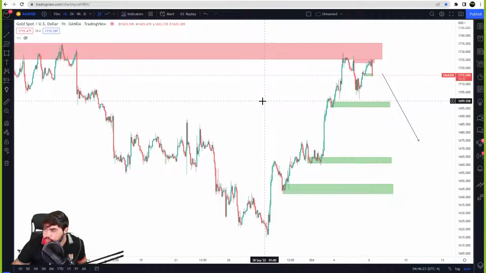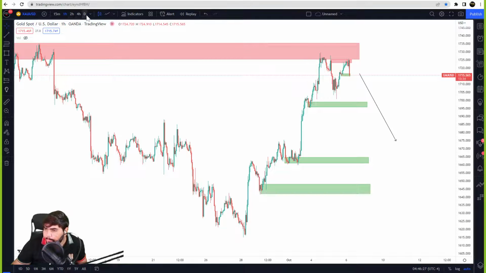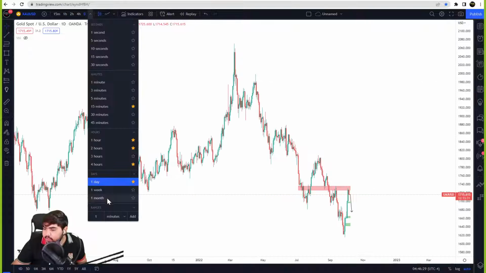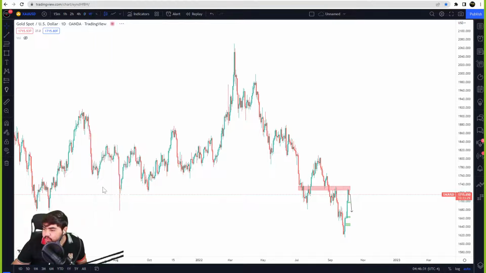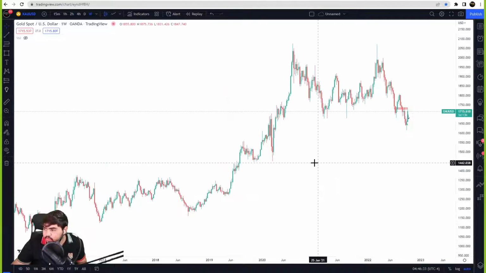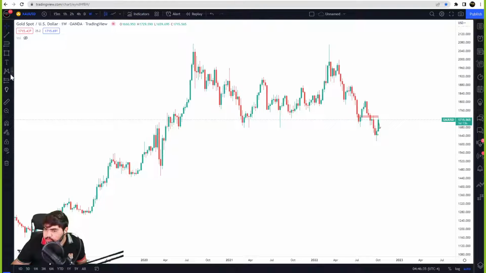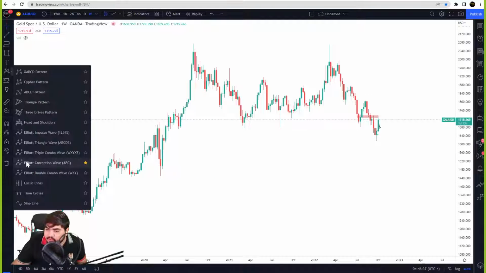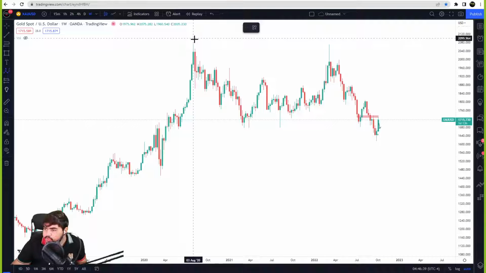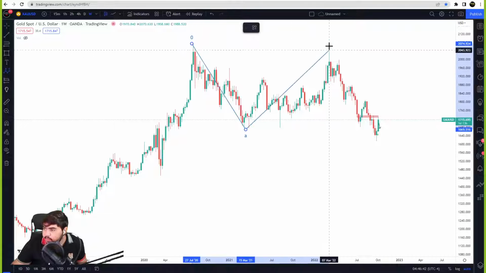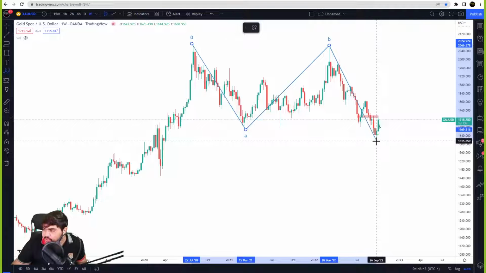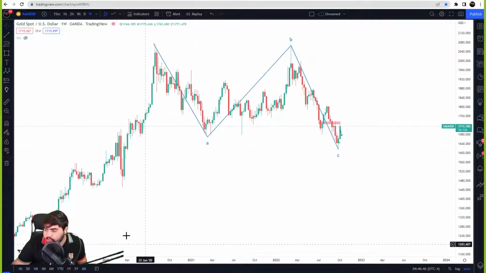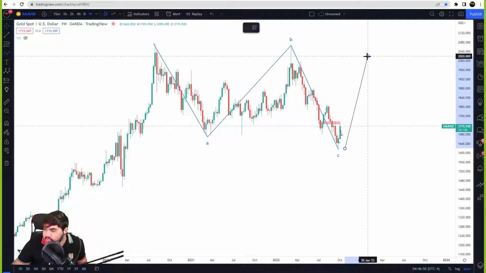Also, if we see on the bigger picture, higher degree, what the gold is doing, just for the sake of viewers, we are kind of making a flat correction pattern here. So from this area we have this A, B, and kind of C. So on the higher degree, I think we are most likely to go higher from this level.